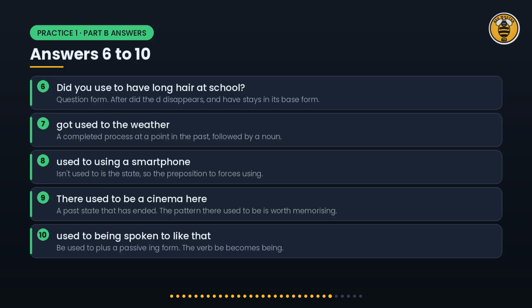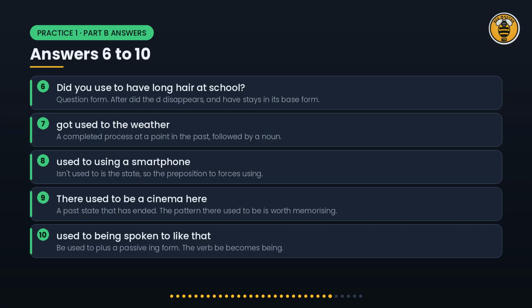The answers. 6. Did you used to have long hair at school? A question, so after did the d disappears and have stays in its base form. 7. Got used to the weather. A completed process at a point in the past, and here it is followed simply by a noun.